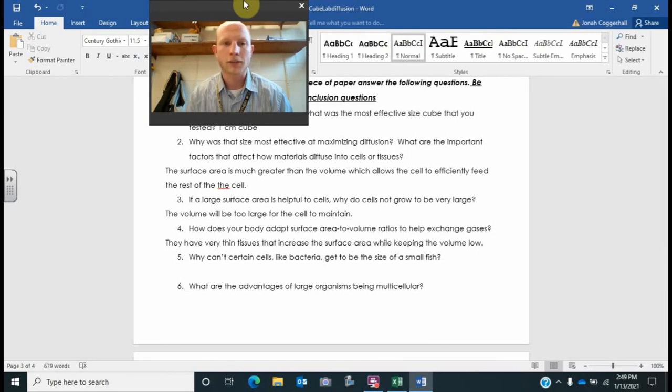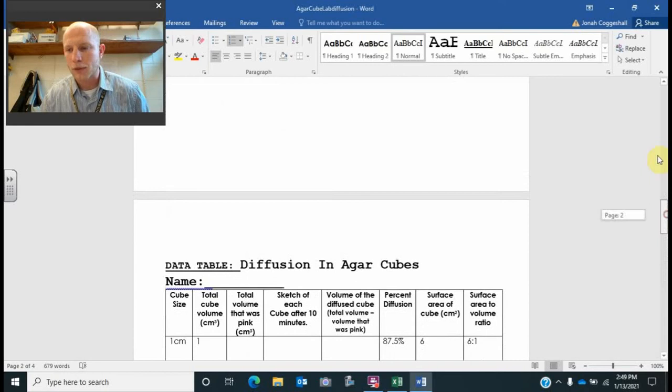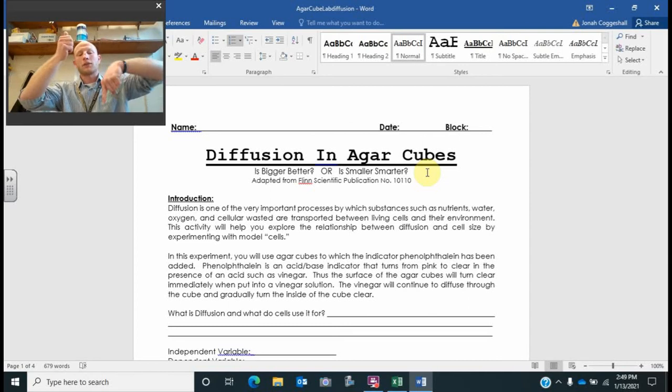Okay, so that's to wrap up our Agar diffusion lab. At the beginning of this lab, we had a question: is bigger better or smaller smarter? Smaller is smarter. Because these small cells have a large surface area to volume ratio, meaning they have a very large surface area while keeping a very low volume to feed. That's a big takeaway from this lab.